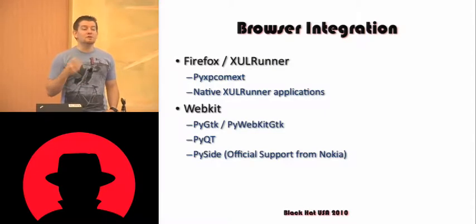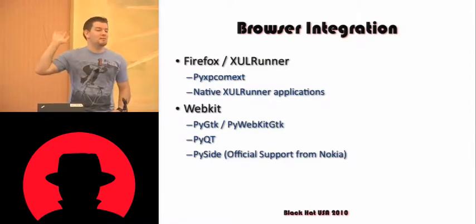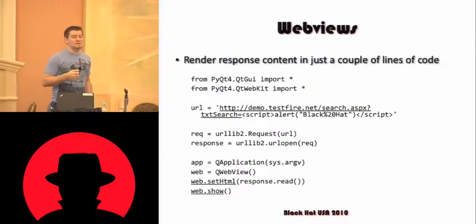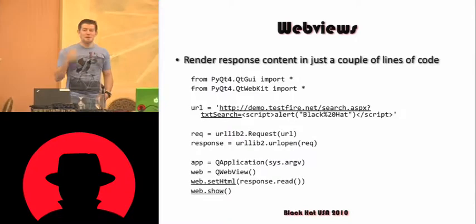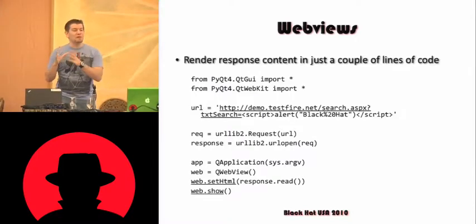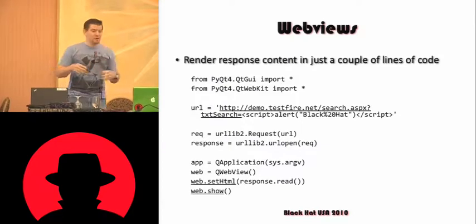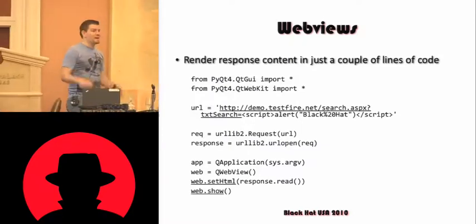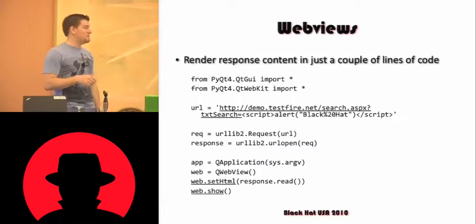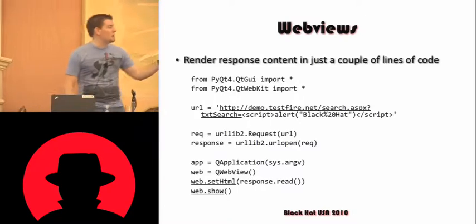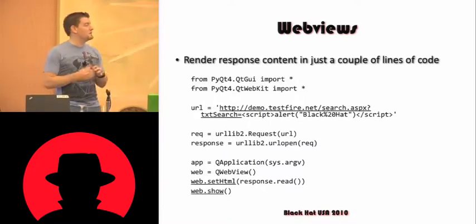With WebKit, you can use a web view and set HTML from another library. The reason you'd want to do that is because we're testing stuff, so we want to make sure we have control over every single part of the request. Just like he said earlier, a lot of times tools don't give you enough context around what you're doing. By writing your own client, you have all the context and visibility you need. So here's a couple of lines of code in PyQt to instantiate a web view. Does anybody want to tell me what this web view does?